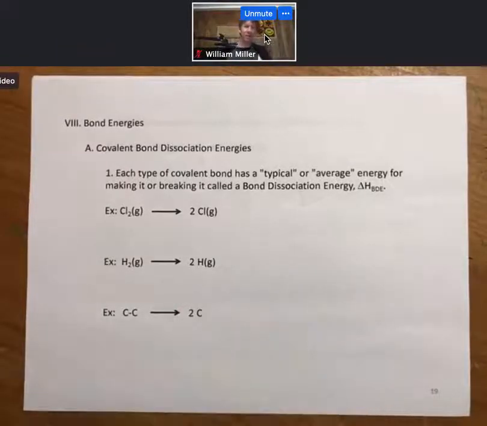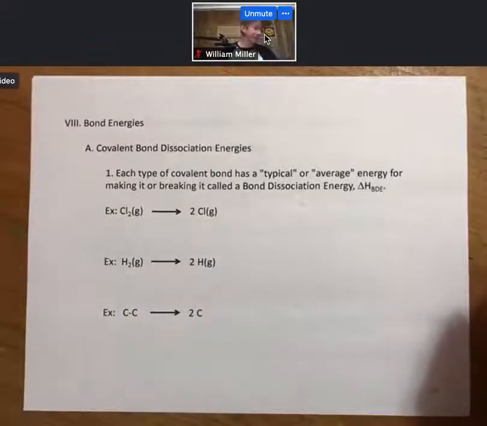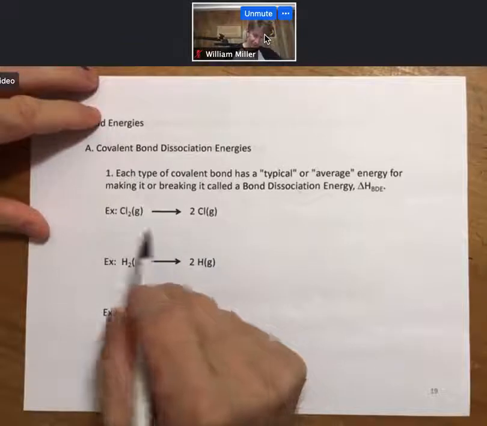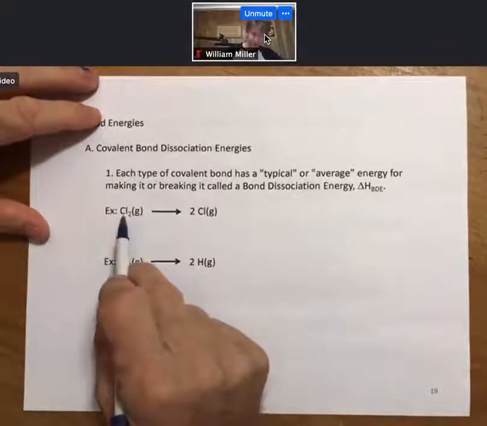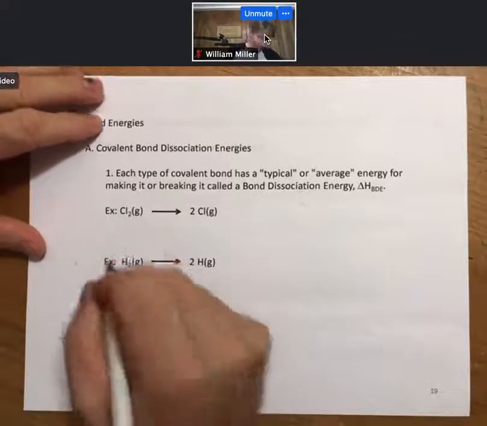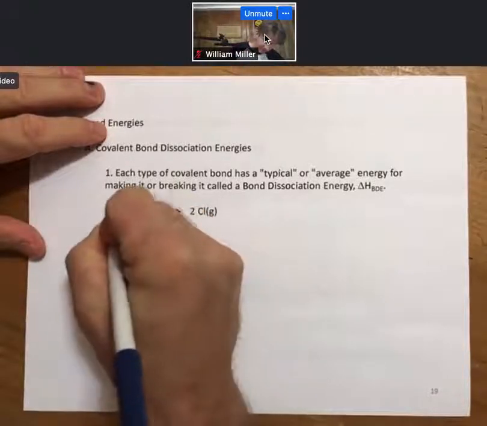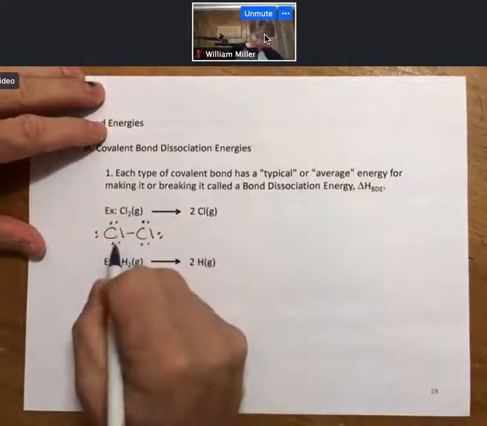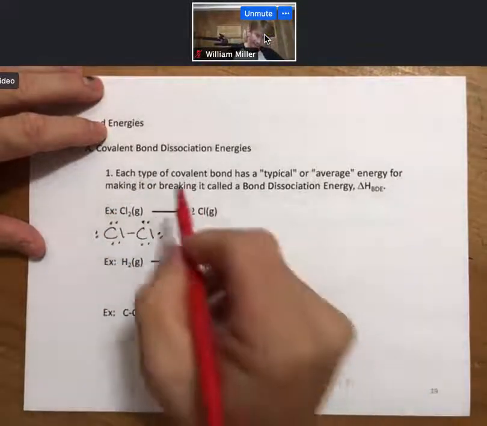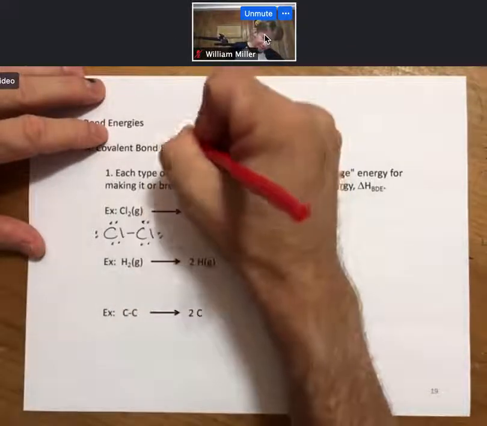This is a very engineering approach to things. Each type of covalent bond has a typical or average energy for making it or breaking it called a bond dissociation energy. And the bond dissociation energy is a process by which you take, for example, two chlorine atoms that are bonded together. And we could draw the Lewis structure for this now. Cl2 would look like this. And then the bond dissociation energy is going to be the energy for breaking.